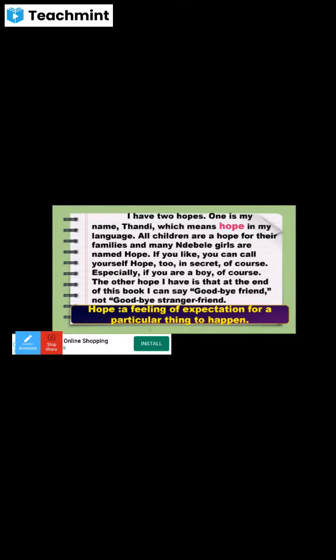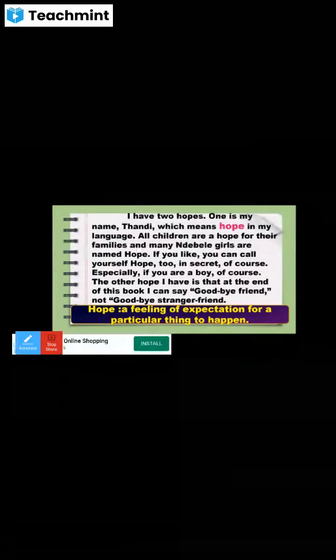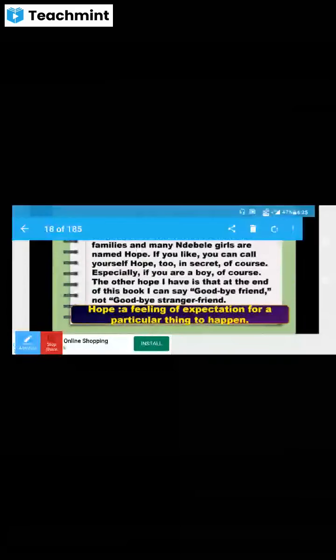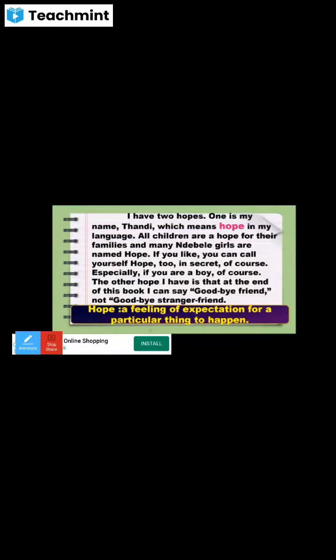So many Ndebele families give their children names like Thandi, hope, like this. If you like this name, hope, you can also call yourself hope too. If you are a boy, don't worry about it, you can call yourself hope. Finally, I end this lesson, I end this topic. So I call you goodbye, friend. I don't call you goodbye, stranger, friend.